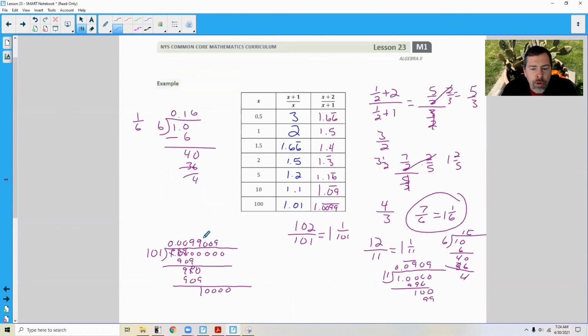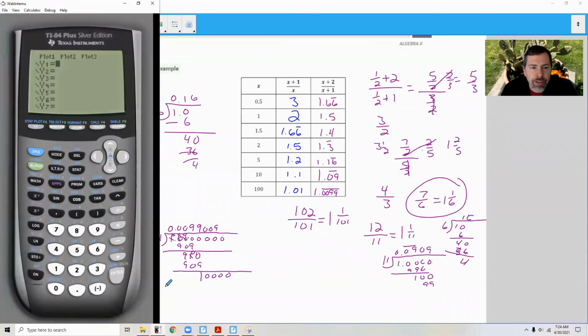So before I let you go, let's take a look at these two functions graphically, like it said. So if I plug into my calculator for y1, x plus 1 divided by x, and make sure you use parentheses, x plus 1 is my numerator, so that's got to be in parentheses, divided by x. And then on the other, I have parentheses, x plus 2, close parentheses, divided by parentheses, x plus 1. Okay, there's my reminder. Close parentheses and hit enter.